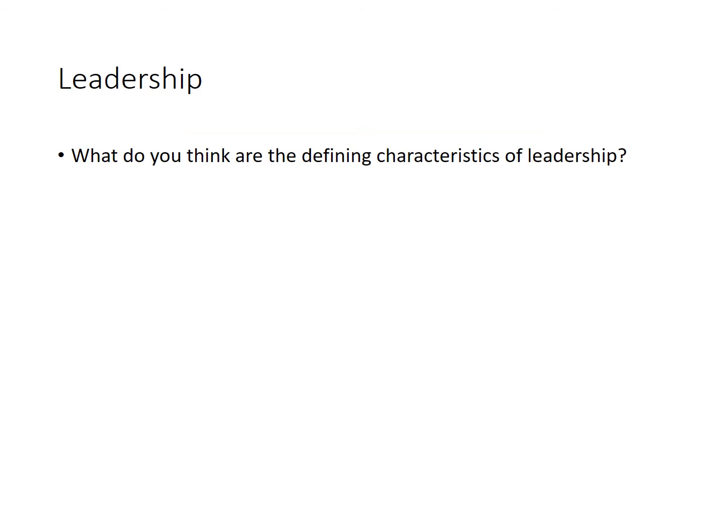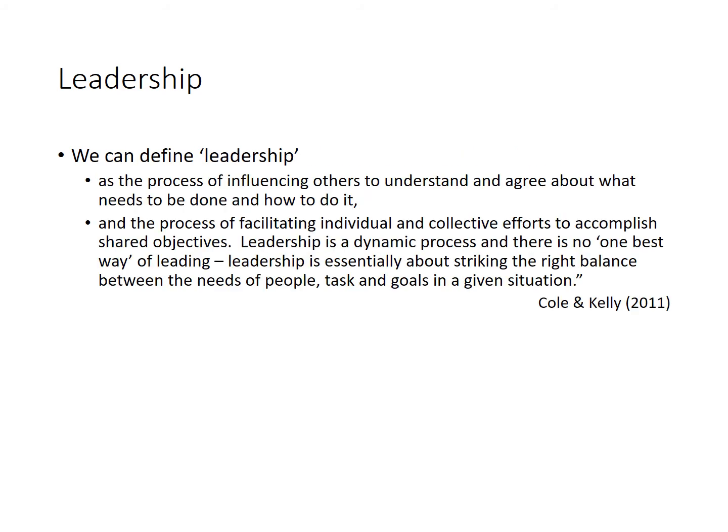A question to put to yourselves: what do you think are the defining characteristics of leadership? What do you think shows good characteristics of a good leader? If we look at Cole and Kelly 2011 and how they define leadership, they define it as the process of influencing others to understand and agree about what needs to be done and how to do it, and the process of facilitating individual and collective efforts to accomplish shared objectives.